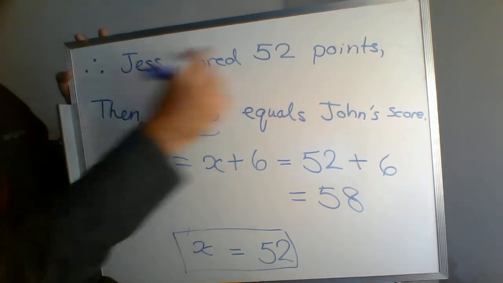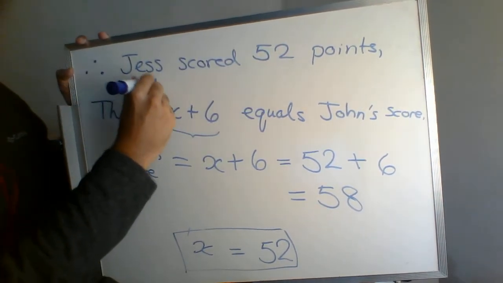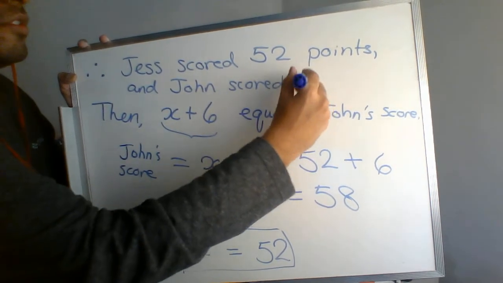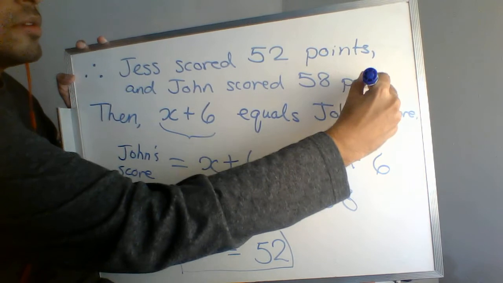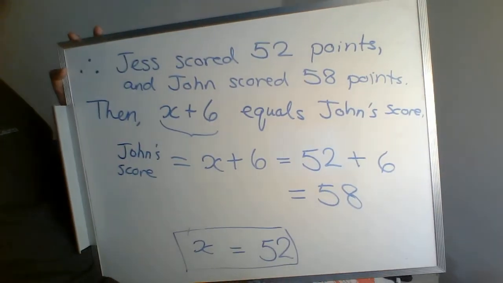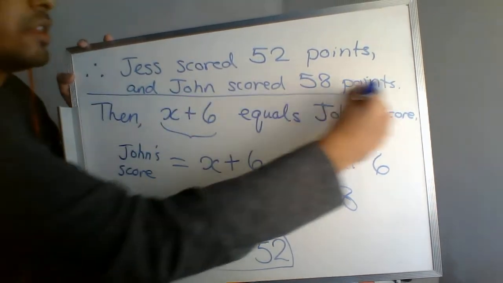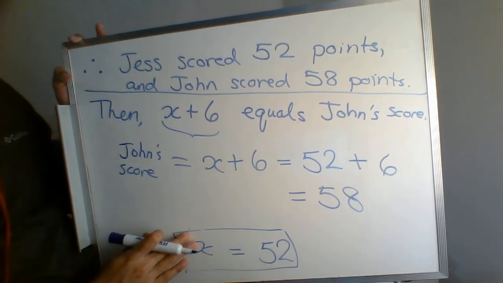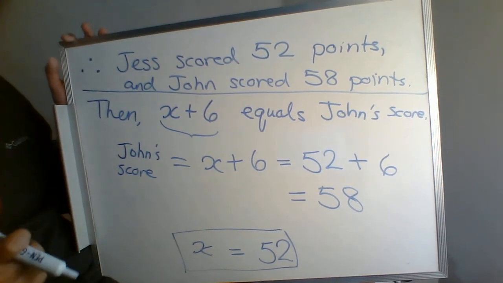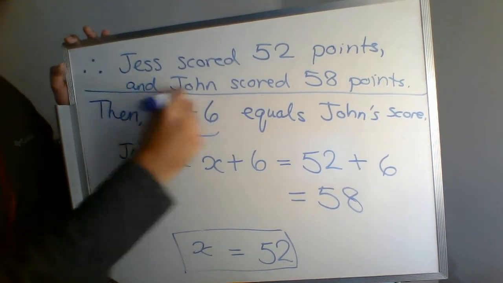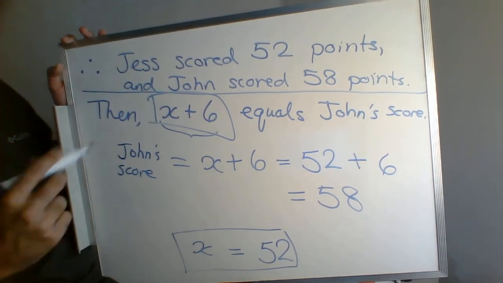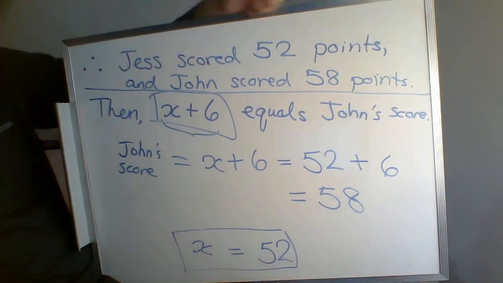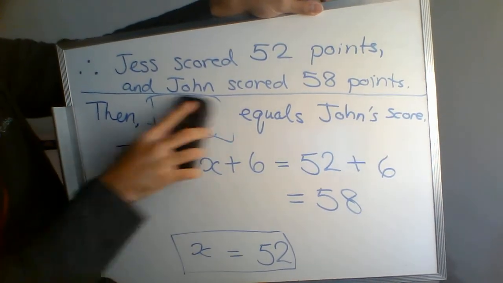So then we got, therefore Jess scored 52 points, and John scored 58 points, right? So we'll just finish off our therefore statement like that. So that would be the end of your therefore statement right there. So first we figured out what x was, and that gave us Jessica's test score, and then we used that information, plugged it back into this thing here to get John's test score, and then we finished it off with a sentence up there. So Jess scored 52 points and John scored 58 points.